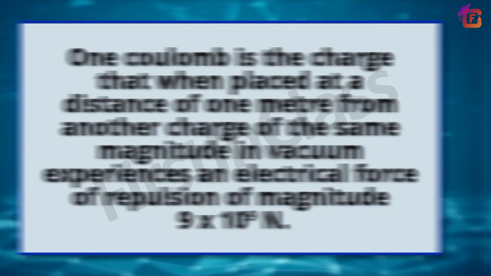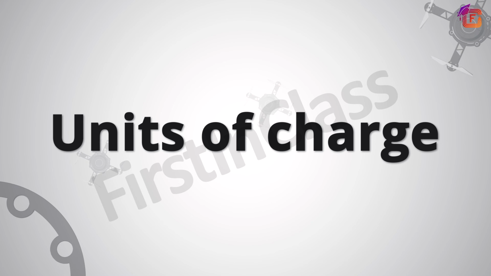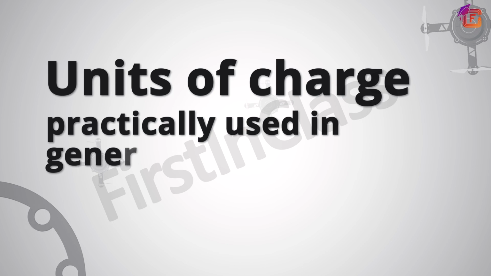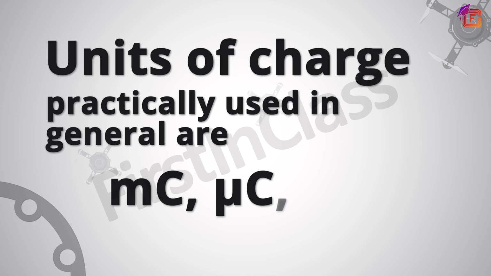1 Coulomb is a very big unit of charge, and we do not find it useful in practical applications. So in electrostatics, smaller units like 1 millicoulomb or 1 microcoulomb are used.